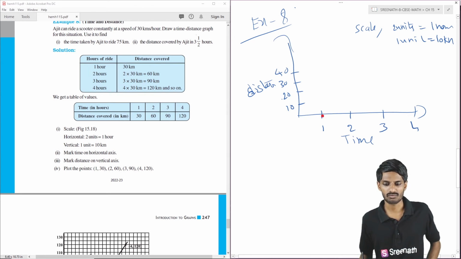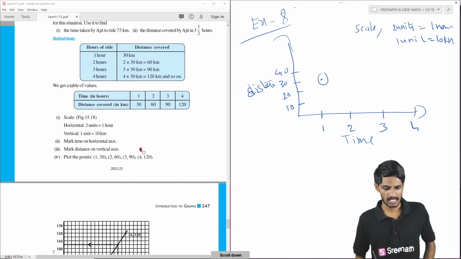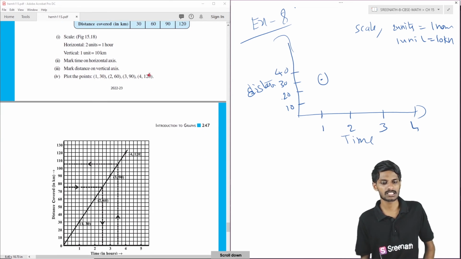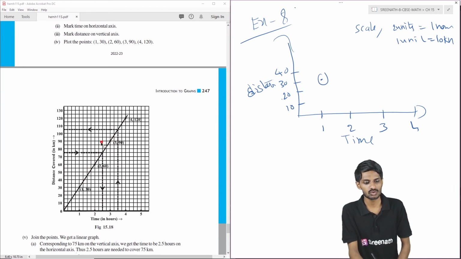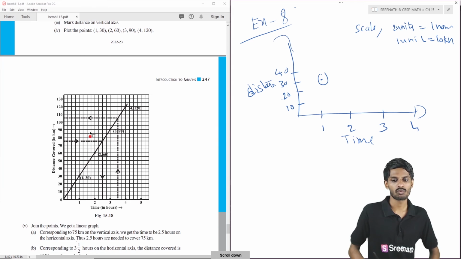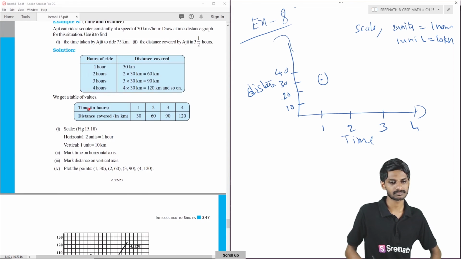And the point (1, 30): in 1 hour he moves 30 kilometers. In the next hour he has moved 60 kilometers. Like that we take the points and plot them. It will give a linear graph, students. Using this linear graph, let us see what questions they have asked.